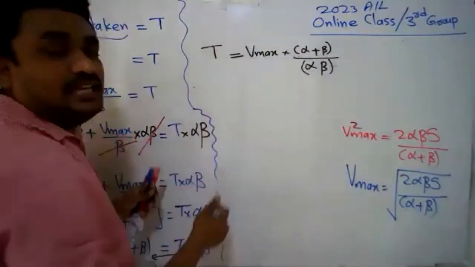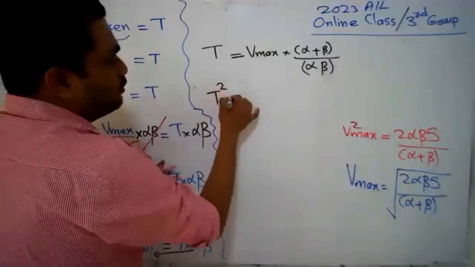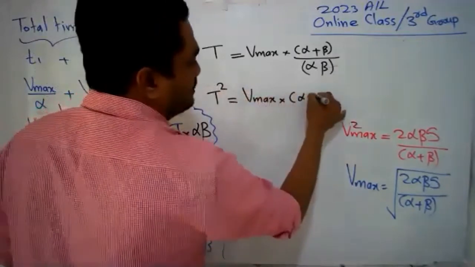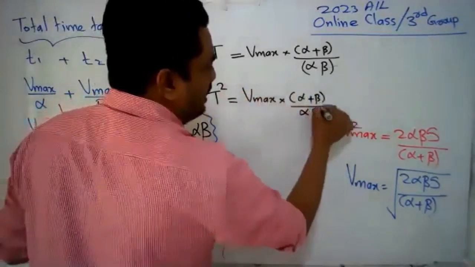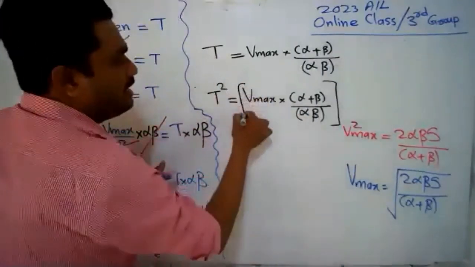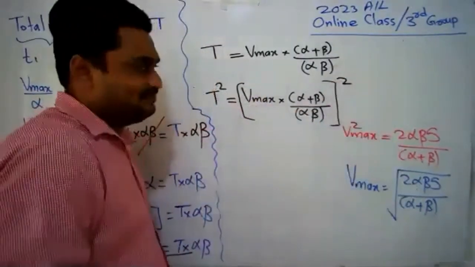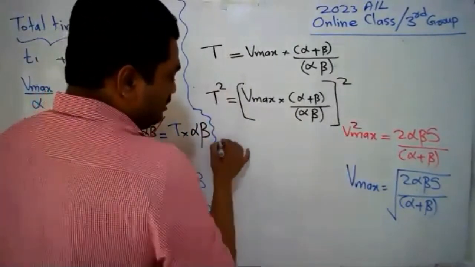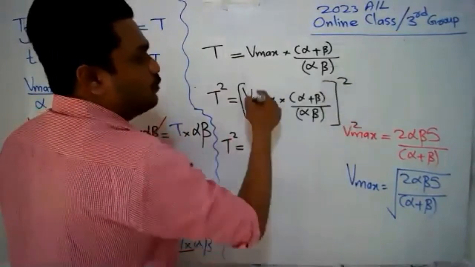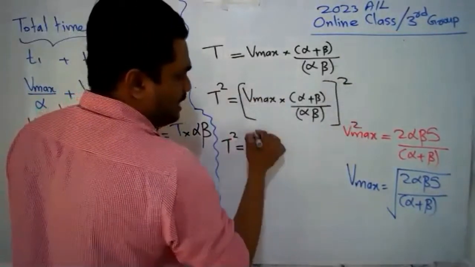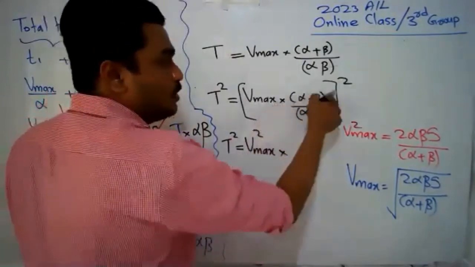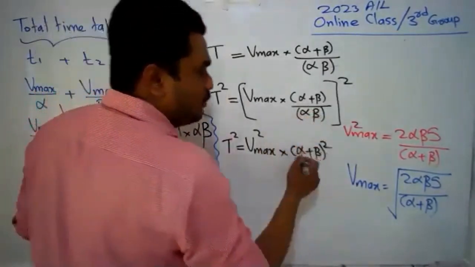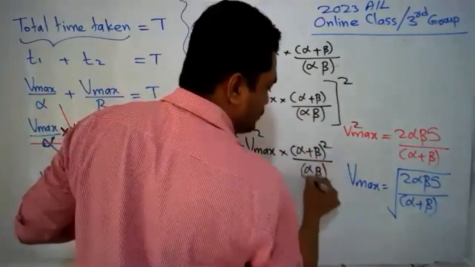Therefore, I'll take the square of the equation on both sides. So T square equals V max into alpha plus beta divided by alpha beta, and square of everything. I got the square of the equation on both sides. Look at the board. Stop writing. So then T square equals V max square, into alpha plus beta square, divided by alpha beta square.